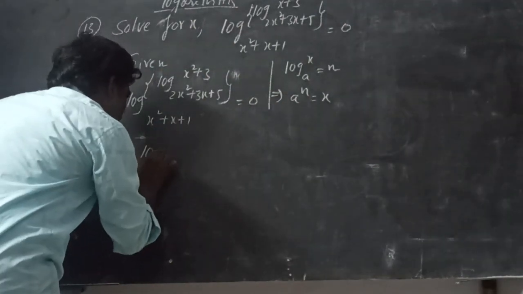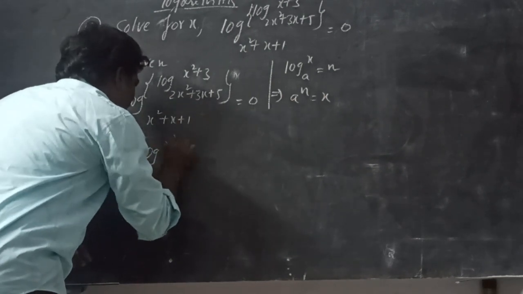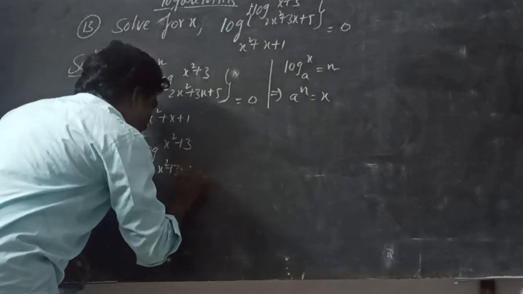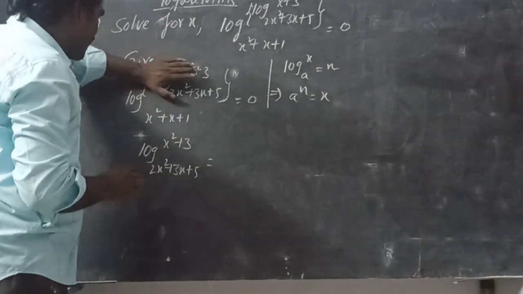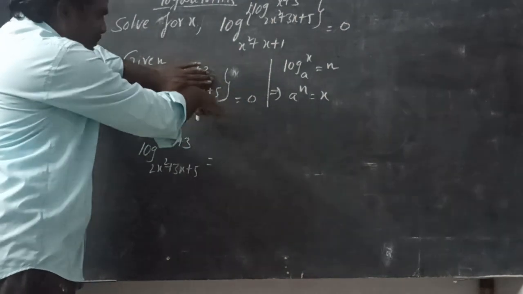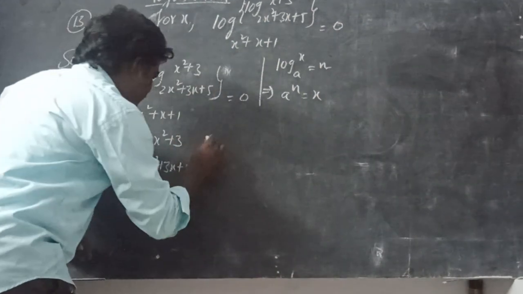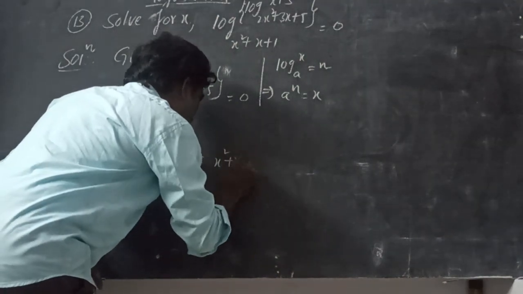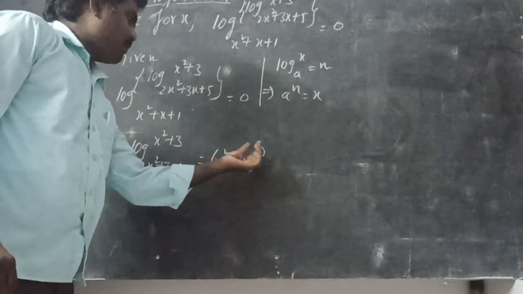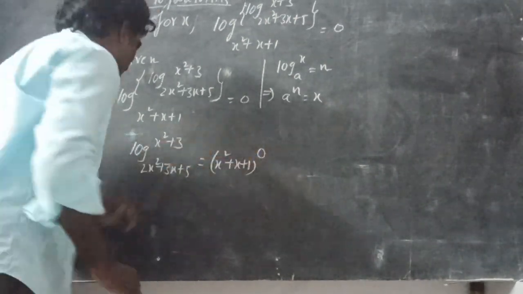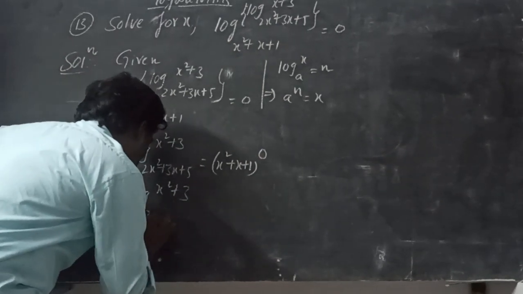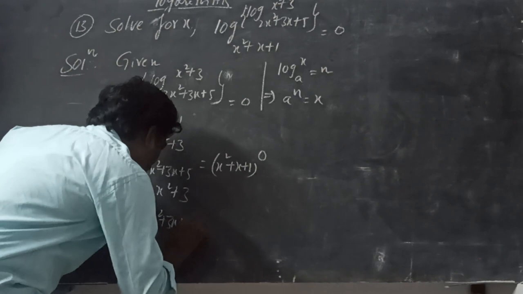So when you write the log in exponent form, log of (x square plus 3) base (2x square plus 3x plus 5) is equal to... log of a number base (x square plus x plus 1) is equal to 0. For this, apply the exponent form. We get x square plus x plus 1 raised to the power 0. So the base is anything, the power is 0, and its value is 1. So log of (x square plus 3) base (2x square plus 3x plus 5) is equal to how much more? 1.